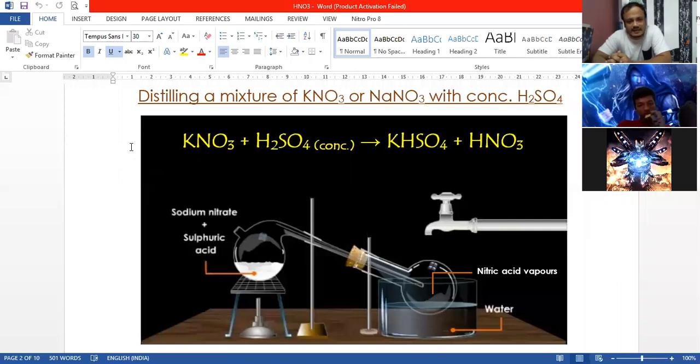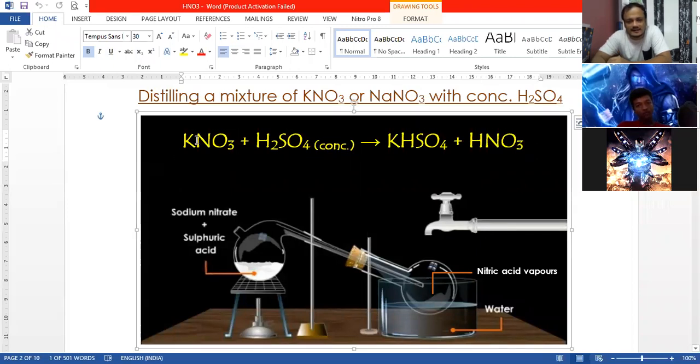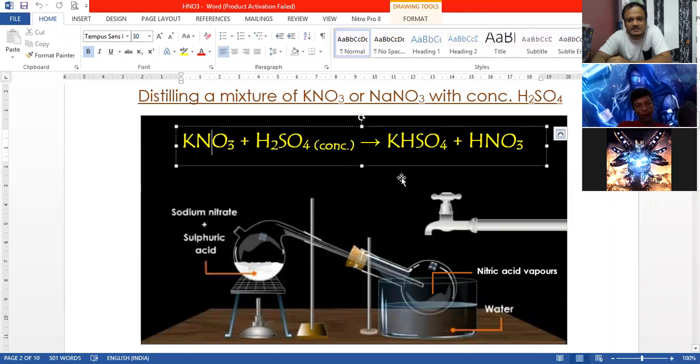So sodium nitrate will react with H2SO4 and will give you sodium bisulfate, that is NaHSO4, plus HNO3. Now, if you remember the laboratory preparation of HCl, you can easily identify that in HCl, it was KCl which was used instead of KNO3, and you got HCl instead of HNO3. So that's the only change which is visible over here. That is, KNO3 came instead of KCl, so instead of HCl, we got HNO3. If I had taken NaCl over here, it would have been HCl. So I'll take NaNO3, and I'll be getting HNO3.